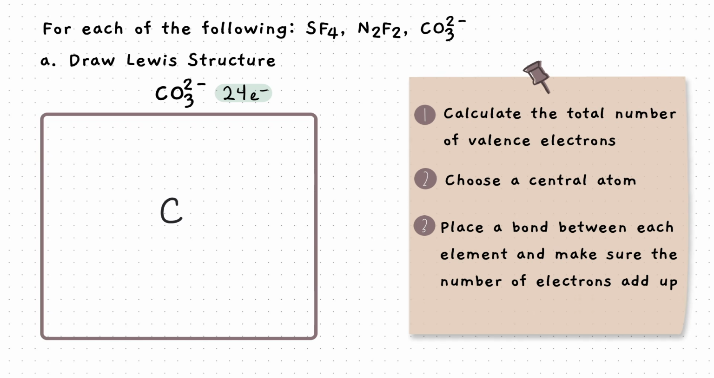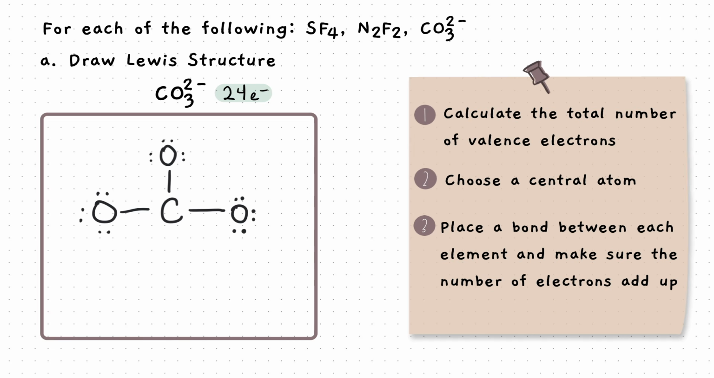Our central atom is carbon, and we'll place each oxygen around the carbon. Next, place a bond between each element and make sure the number of electrons add up. There are 3 lone pairs on each oxygen. We have a total of 24 valence electrons. Now, it seems like this is the right structure, but it's not, because carbon has an incomplete octet. Recall that carbon needs to obey the octet rule and have 8 electrons surrounding it.